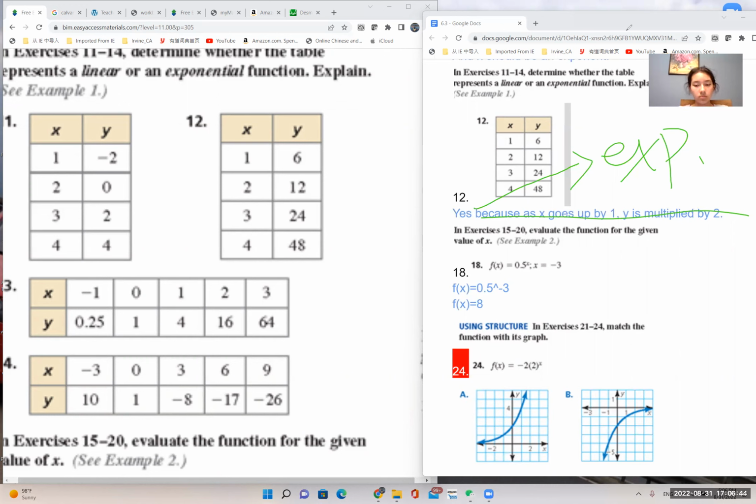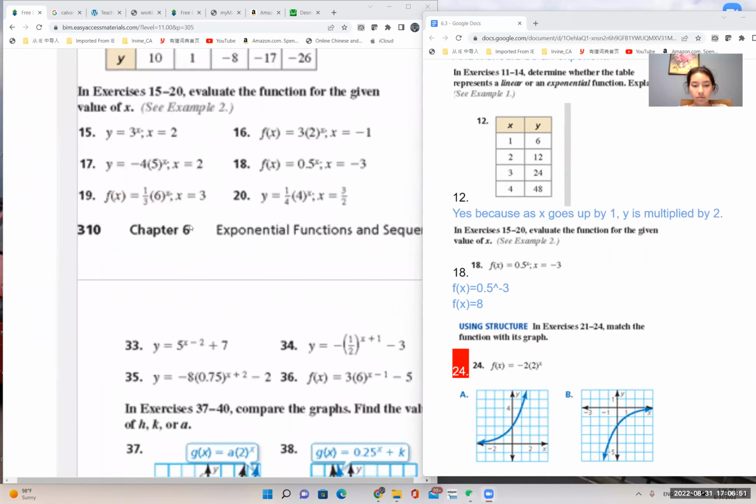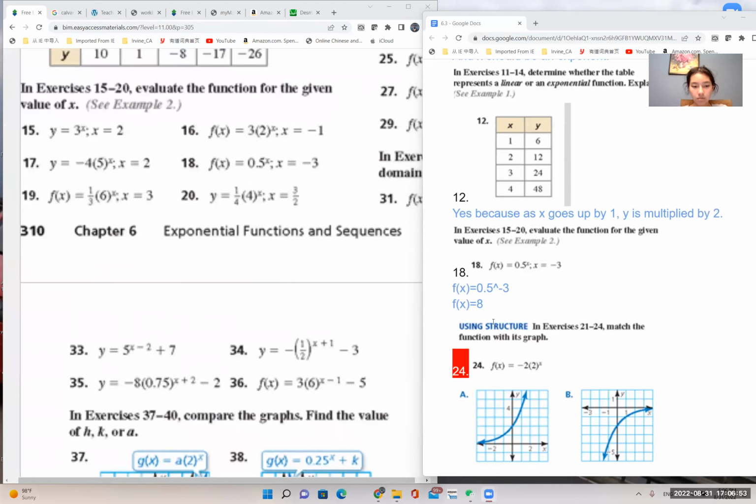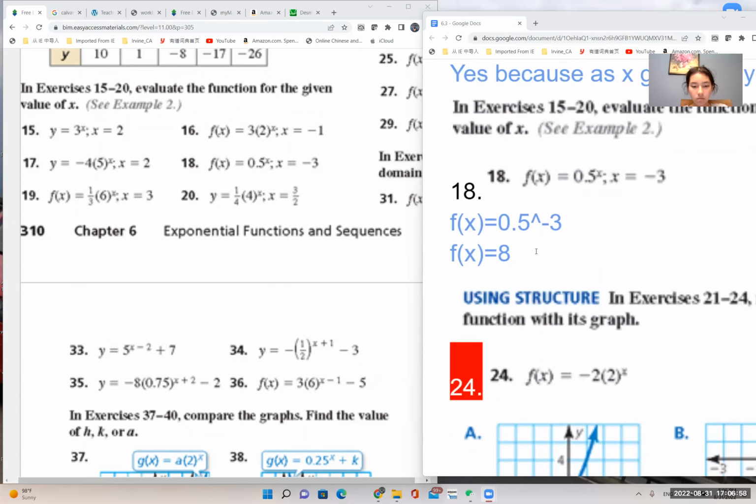Okay, 18. Evaluate. Oh, okay. So 0.5 actually means 2 exponent of -1. Now -3 together is 2 cubed, right? So equal to this. Okay, good.